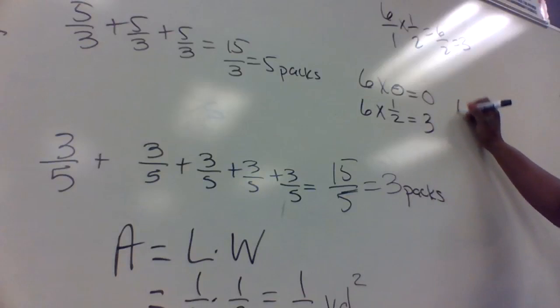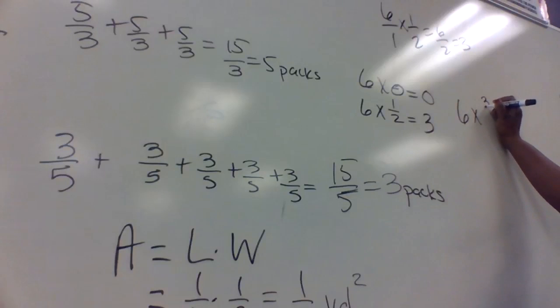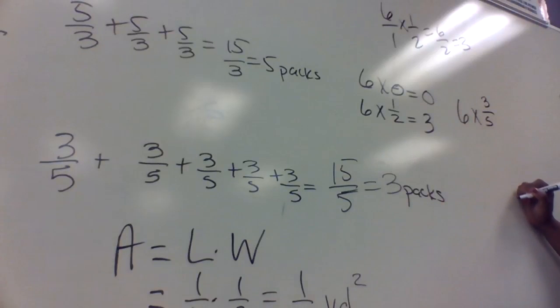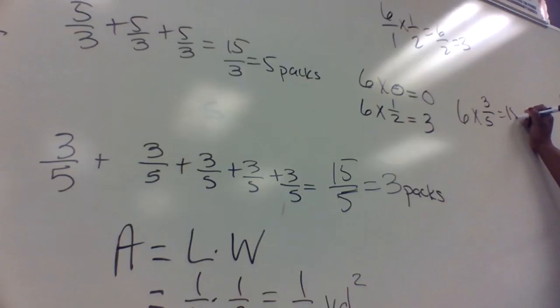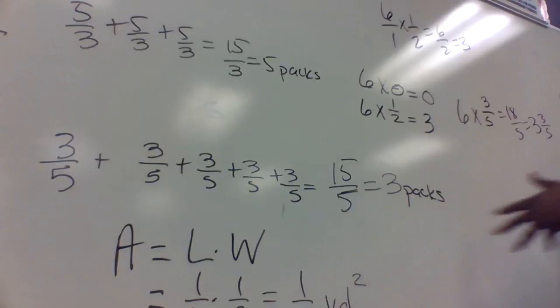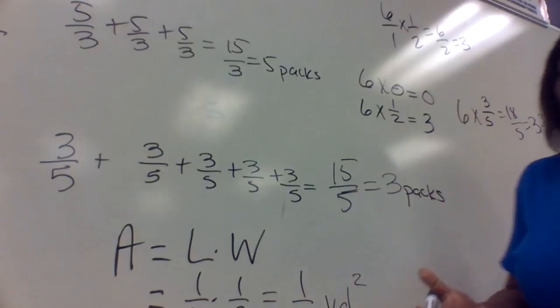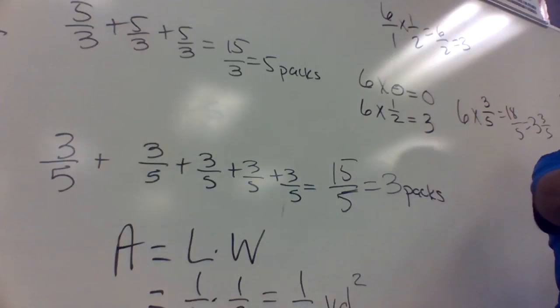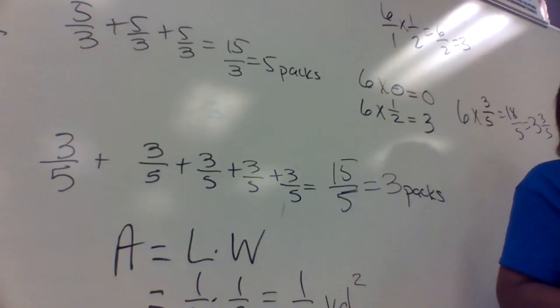I could do 6 times 3/5. That's also less than 1. Any fraction is less than 1. I know 0 is less than 1, but there's a whole bunch of numbers less than 1 besides 0. That's 18/5, which is 3 3/5. That's less than 6. Any number less than 1 is going to make your answer less than 6. Any number greater than 1 is going to make your answer greater than 6.